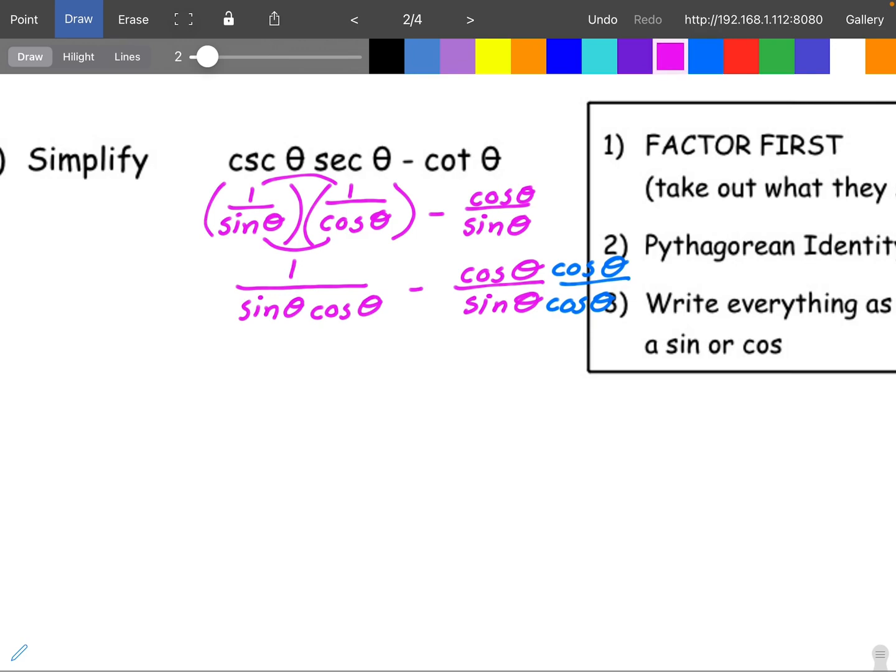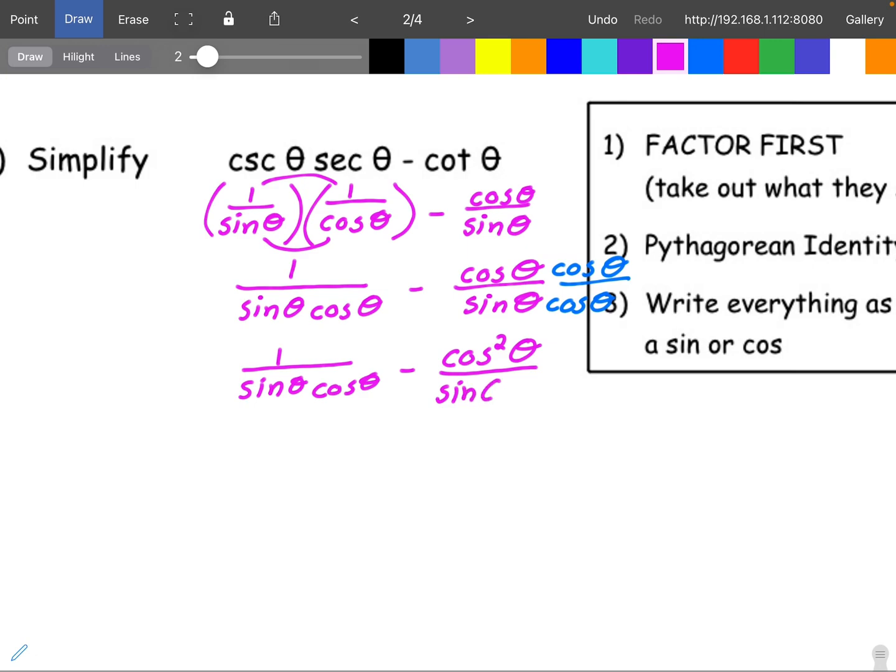So then if I simplify that a little bit, then I have 1 over sine theta cosine theta minus, and then in the numerator of that fraction, I have cosine theta times cosine theta. And anytime you multiply two of the exact same things together, we can write it as that thing squared. So we actually now have cosine squared theta.